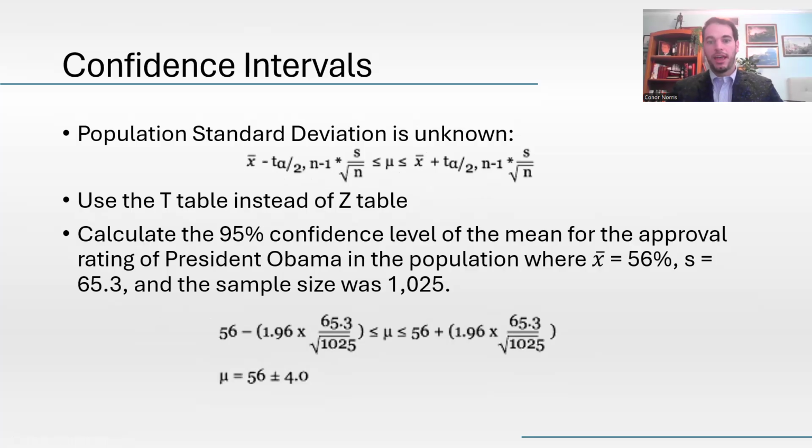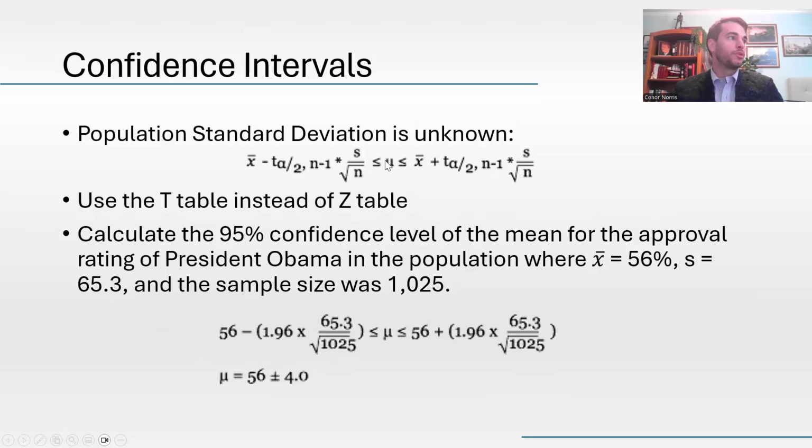So mu in the center, x bar again. Here, the difference, instead of the z-score, is that we have the t-score. So here we'll use the t table instead of the z table. And this is one of the things that comes to us from William Gosset. So now we have n minus 1 here times s divided by the square root of n, the sample standard deviation divided by the square root of the size of the sample.